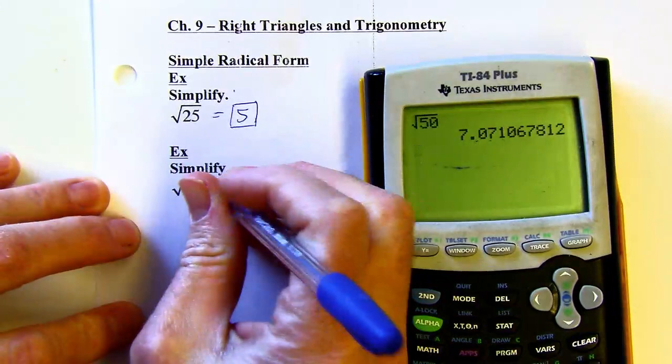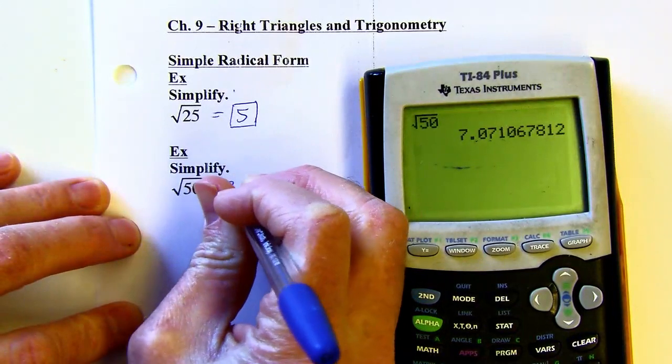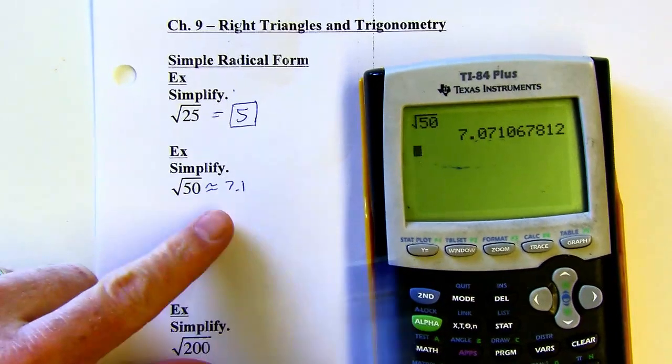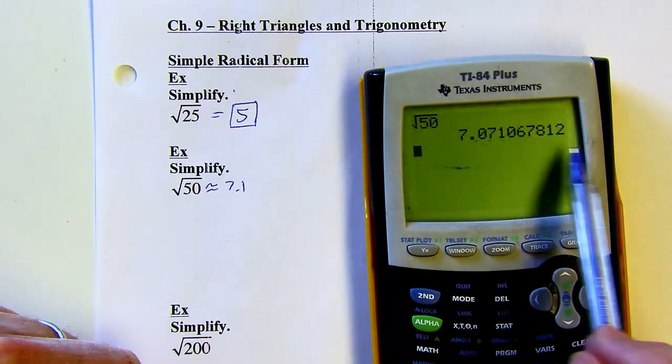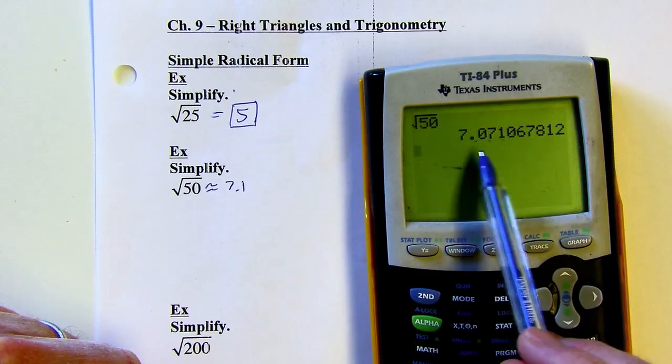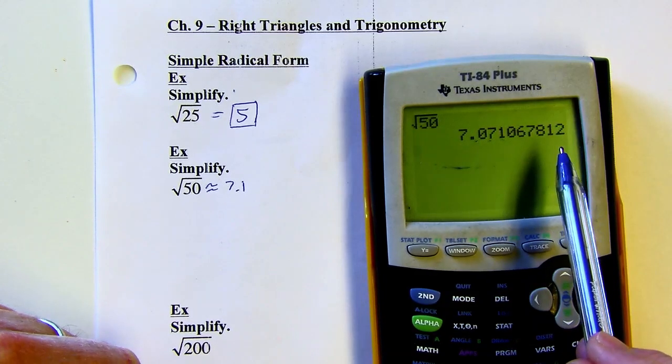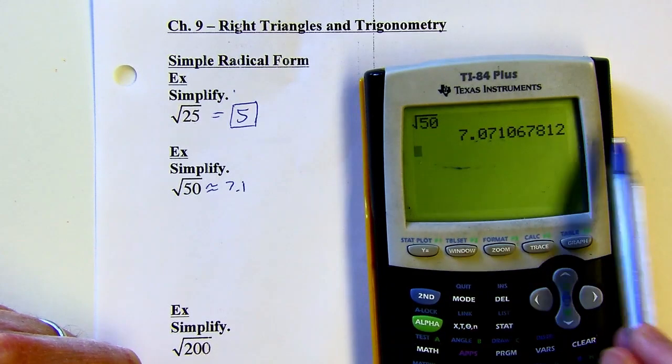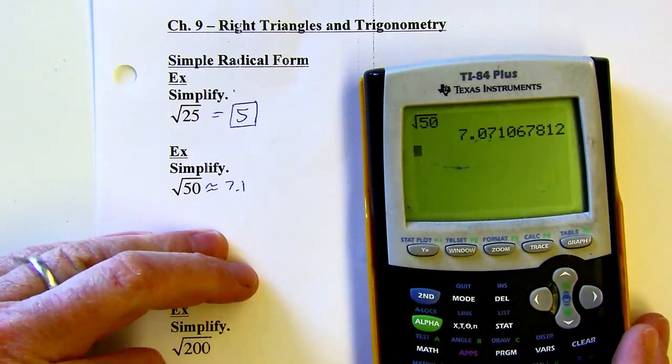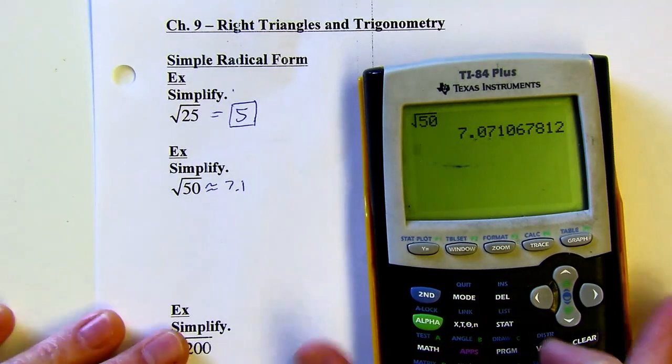And that's great, but that's not simple radical form, okay? Because that's not exact. Even if I put in this whole decimal from my calculator, if I wrote that all down, that's not exact either. This decimal goes on forever. That's just as much as my calculator can show. So this isn't simple radical form.